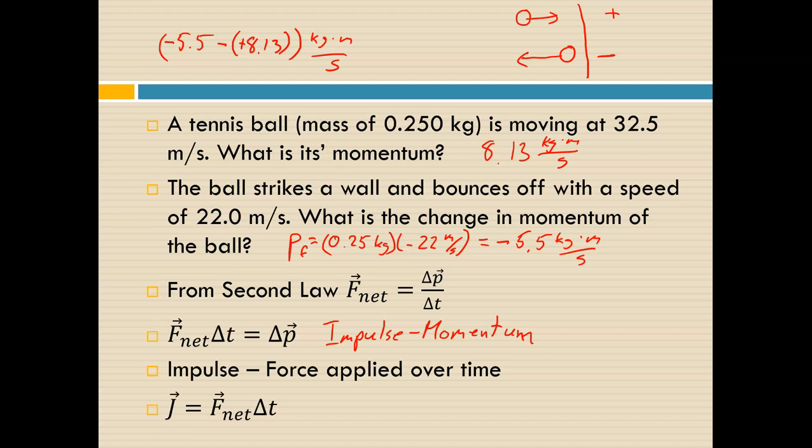F net delta t equals delta p. If I want to change the momentum in a certain way, then I have to have a combination of things, namely force and time. Let's say, for example, baseball.